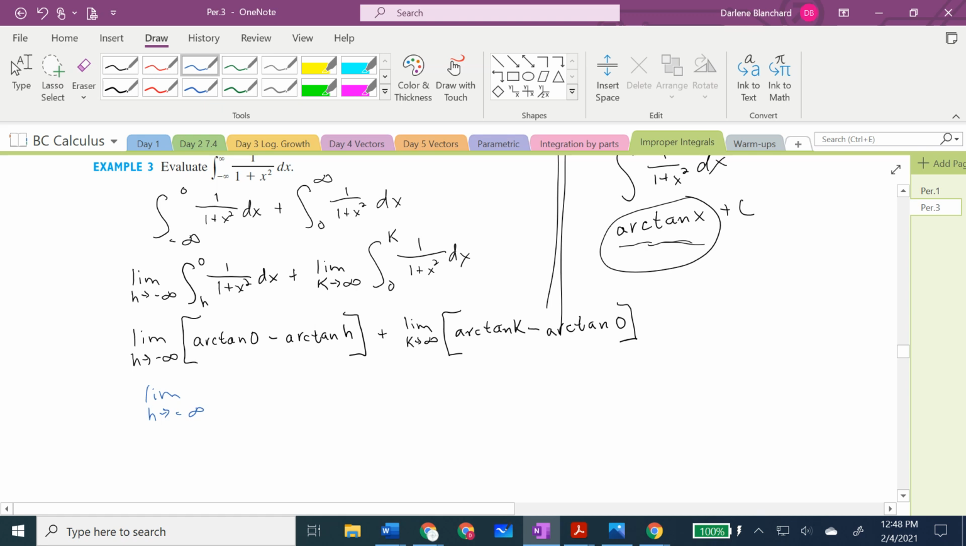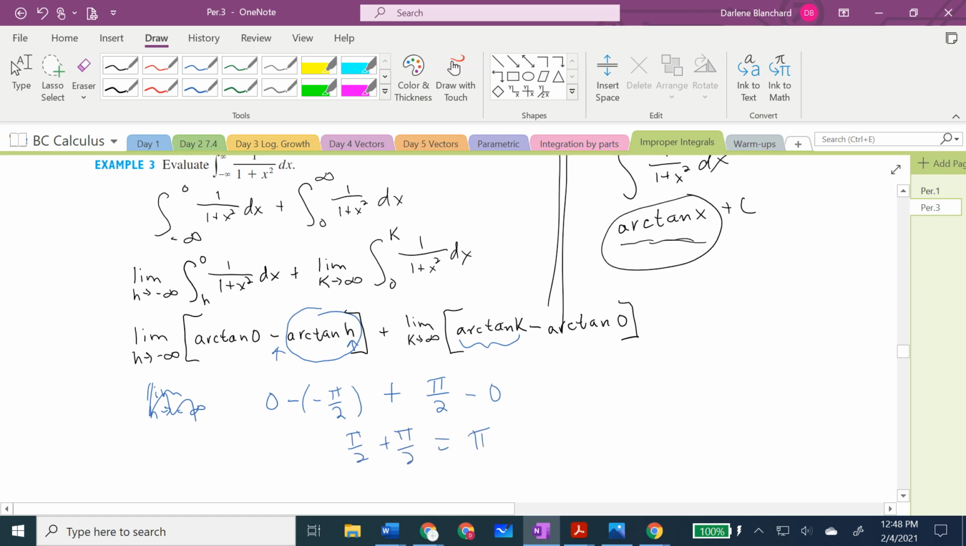Now, arctangent of 0 is 0. Why am I bothering writing this? What is the answer to this limit? If I'm approaching negative infinity, negative pi over 2. If I'm approaching positive infinity, then this is approaching positive pi over 2, and arctangent of 0 is 0. So I wind up with pi over 2 plus pi over 2.